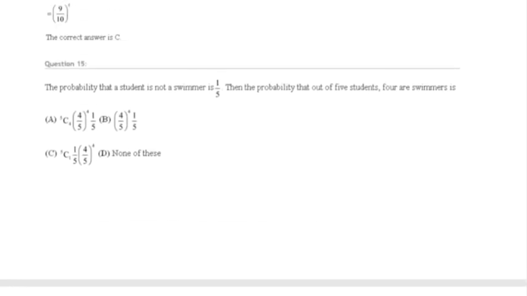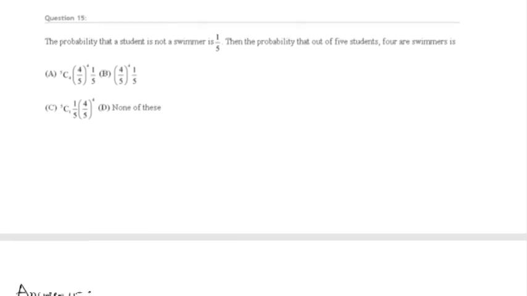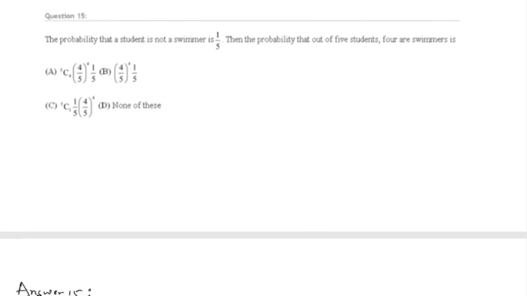So next, moving to question number 15. The probability that a student is not a swimmer is 1 by 5. Then the probability that out of 5 students 4 are swimmers is: A, 5C4, 4 by 5 to the power of 5, 1 by 5; B, 4 by 5 to the power of 4, 1 by 5; C, 5C1, 1 by 5, 4 by 5 to the power of 4; D, none of these.